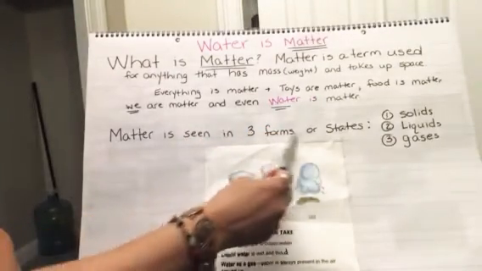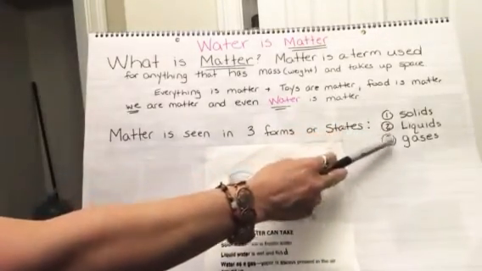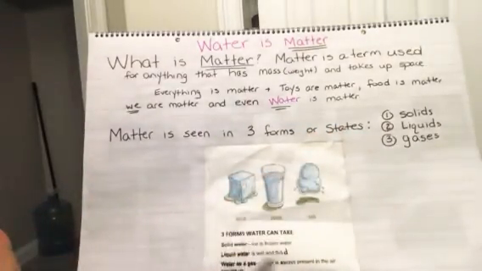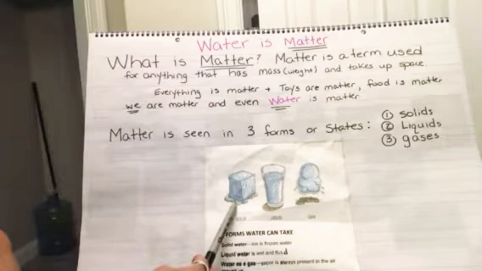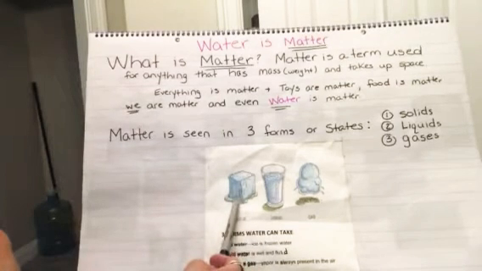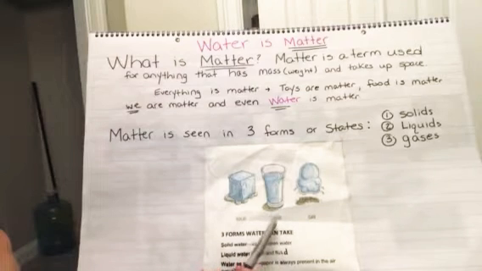Matter comes in 3 forms or states. They could be solids, liquids, or gases. Let's look at water here. These are the 3 forms or states that water can take. We can see water as an ice cube, which is a solid. It's hard. We can see water as a liquid, which is like a glass of water that you drink.